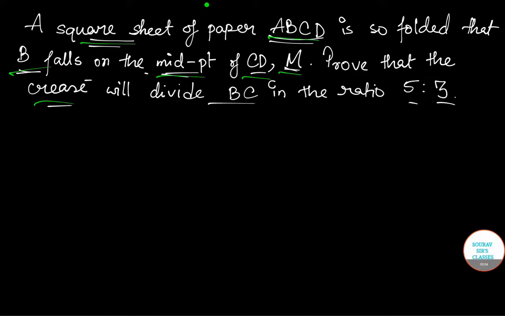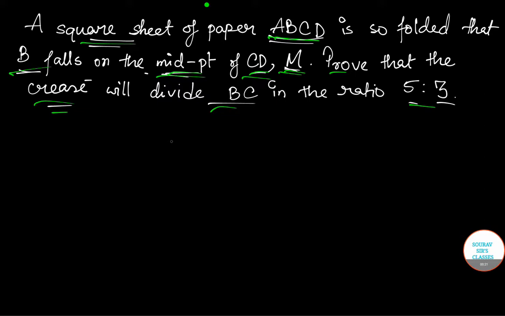Today we will be talking about RMO geometry problems. Let's start with this question. A square sheet of paper ABCD is so folded that B falls on the midpoint of CD, which we will call M. We need to prove that the crease will divide BC in the ratio 5:3.